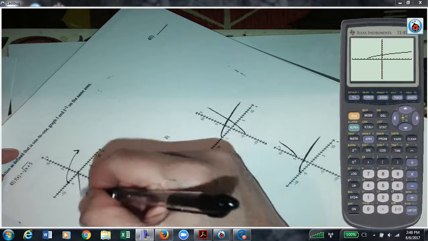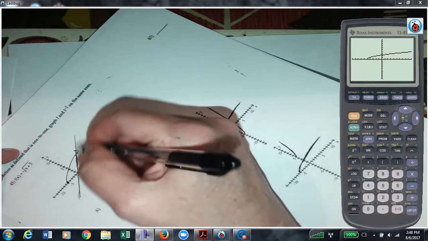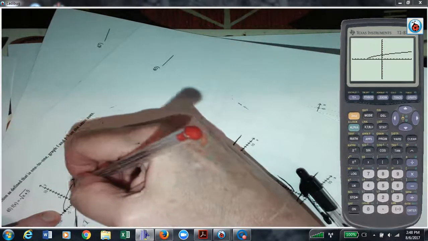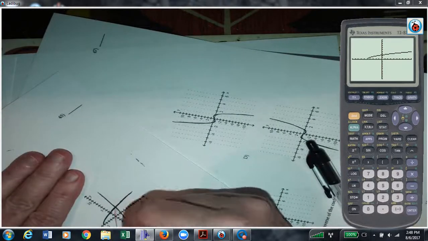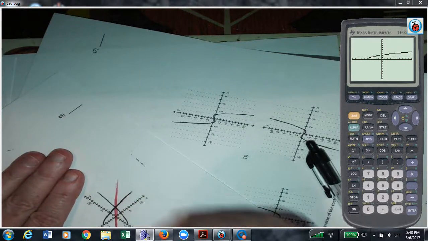So there is the function, the square root of x plus 5. So this function and its inverse are symmetric with respect to the line y equals x. So that's the line I'm drawing. And to see what that would be, I just turn it up like this and I think, well, what would its mirror image look like? It'd look like that I've drawn in red. And so I just need to find that down here, and there it is. So if this is the line y equals x, these are mirror images of each other. So it's going to be B.